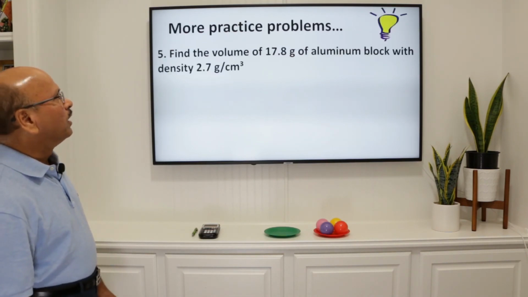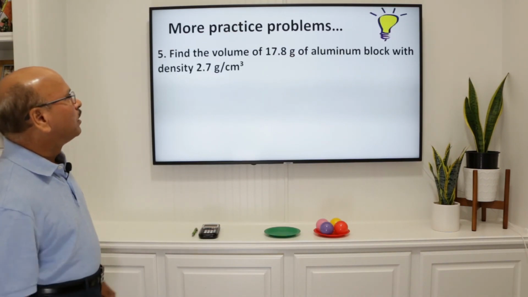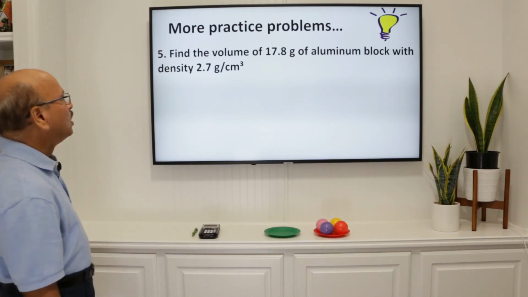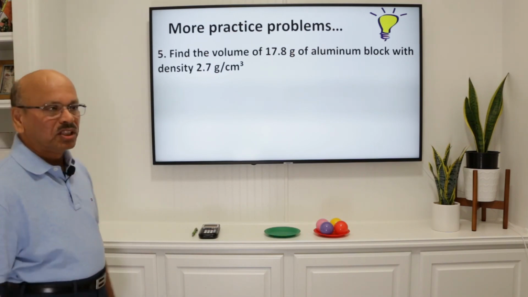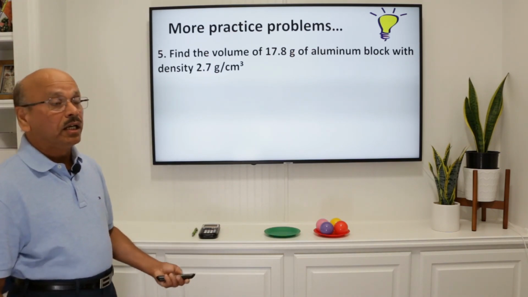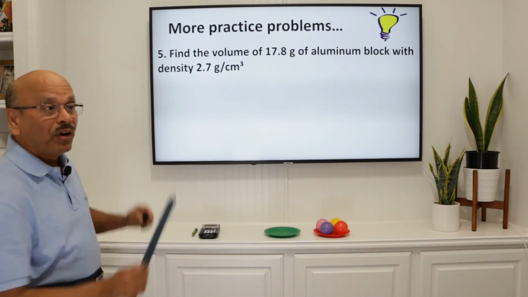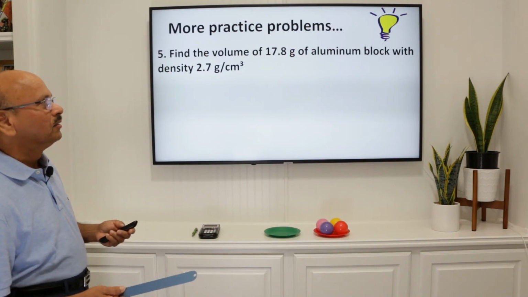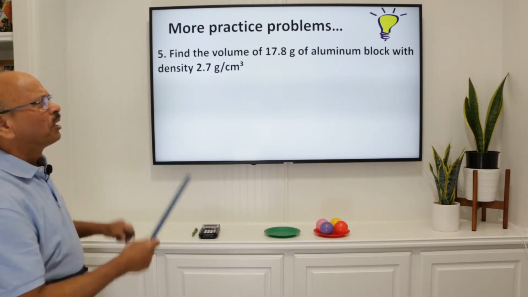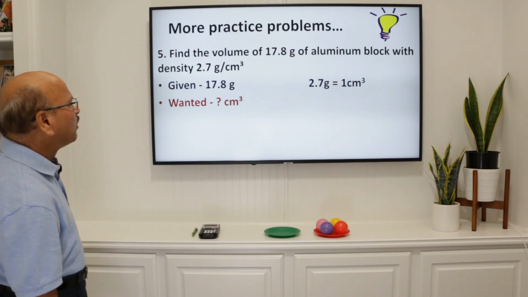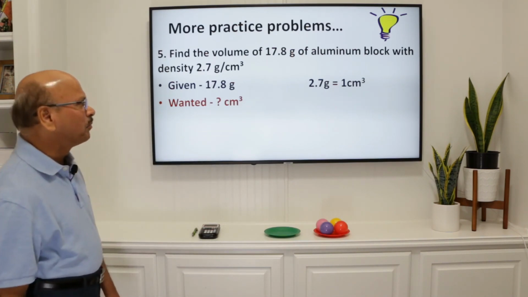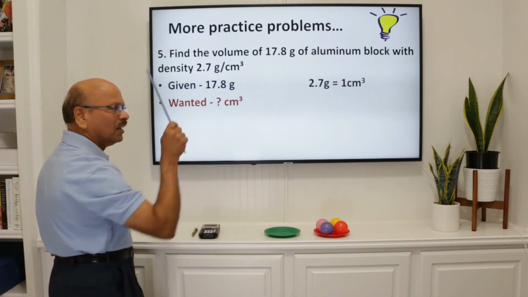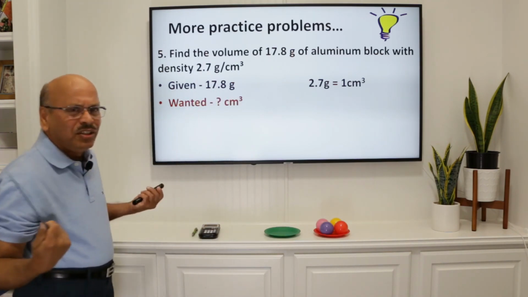Okay. Finally, let's say you got a problem here. Find the volume of 70.8 gram of an aluminum block with a density of 2.7 grams per centimeter cube. Now what is the idea? You have to analyze it, find what is given, what is wanted, find out a conversion factor, and then do the calculation. It's not a multi-step thing because the given thing is 70.8 gram. What is wanted is centimeter cube, and the gram and the centimeter cube are directly connected by the density. So we can easily use that.